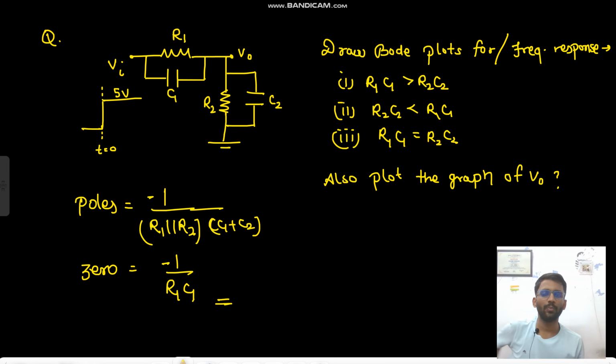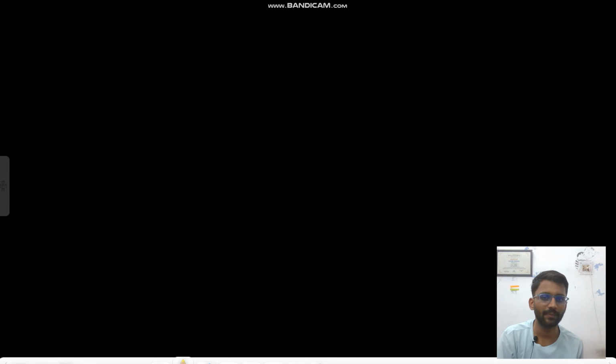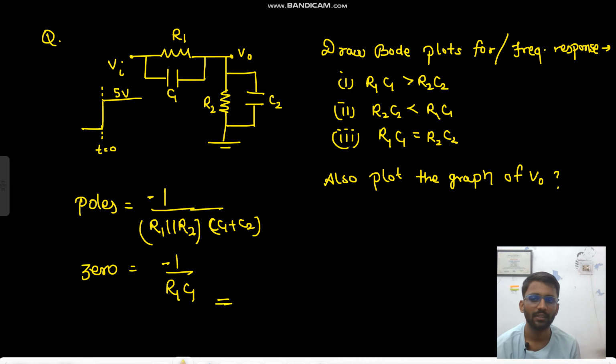Now we will take the first condition. First is R1 C1 is greater than R2 C2. What is the V0 voltage at t equals to 0 plus? At t equals to 0 plus, what is the frequency content we are having? Infinite frequency content. So at omega goes to infinity, the capacitors will provide zero impedance. So this will be shorted and this will also be shorted. So complete circuit will be shorted. So infinite current would flow.